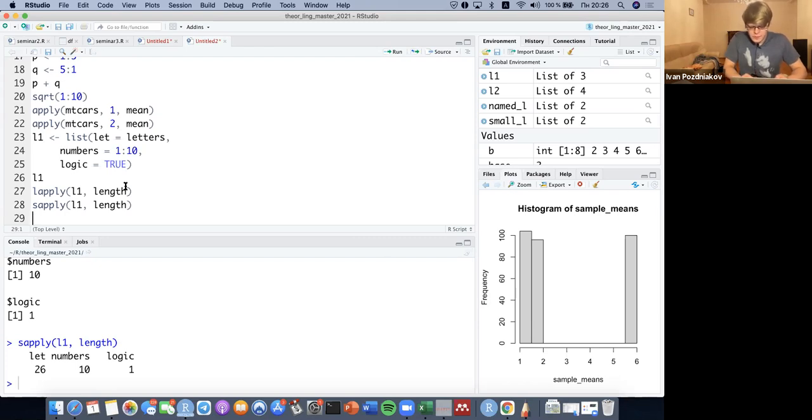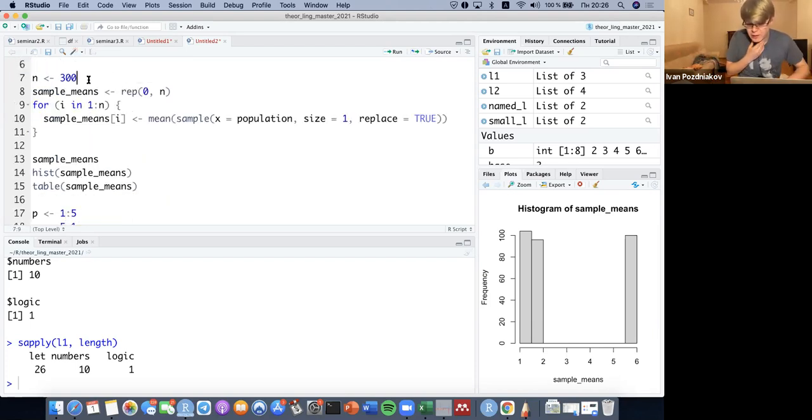Okay, and another very simple function from this family: so apply, lapply, sapply, and also other functions like tapply, mapply, outer and replicate. So not without replicate in the family, right? And actually, I think it's even simpler than all these functions, because what it does, it just repeats some operation, some line of code, several times, the number of times that you set.